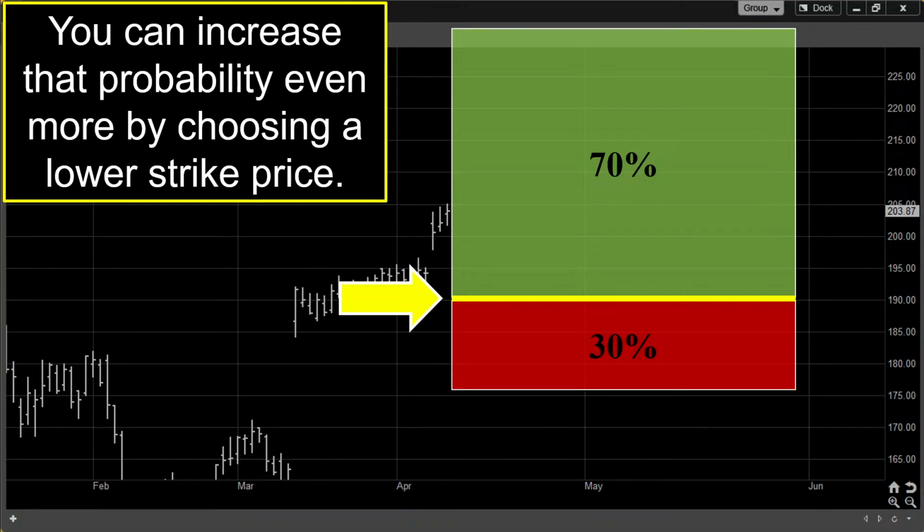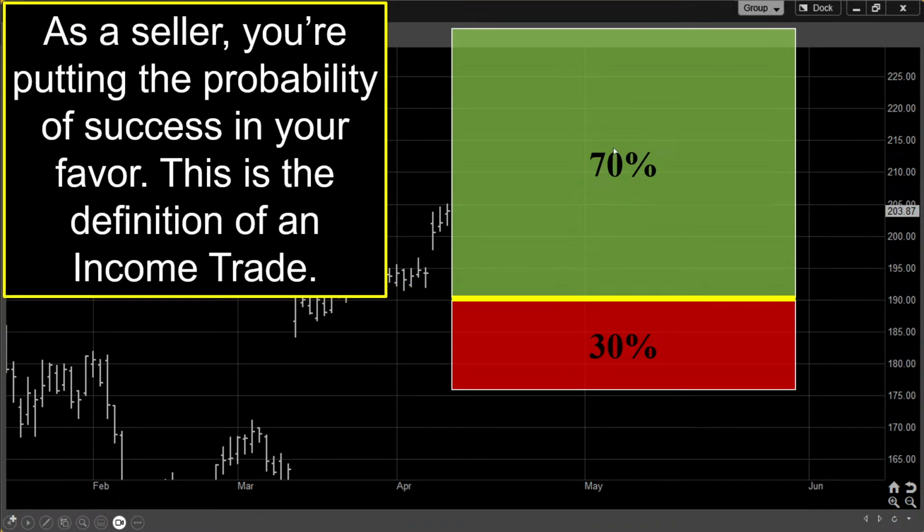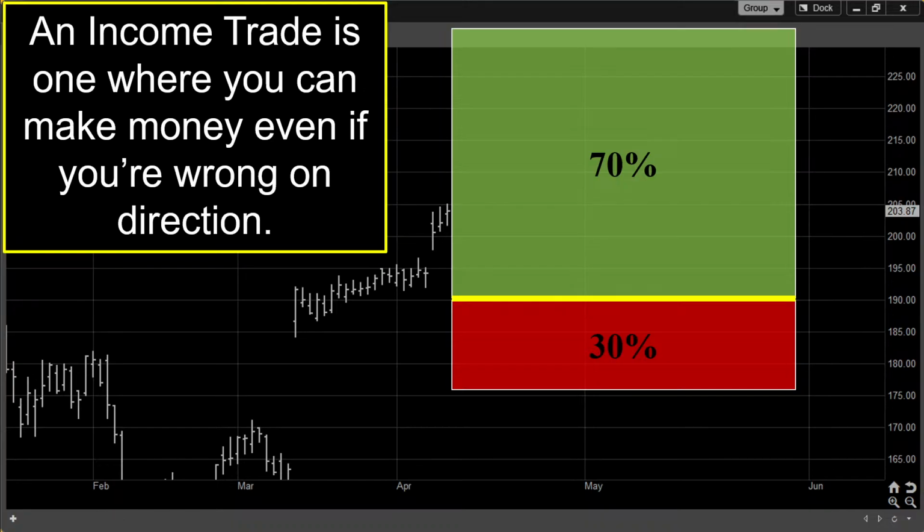And again, the whole idea here is look at this price where the stock is. Then look at this green. It goes up, you win. Sideways, you win. Even comes down, as long as it stays in that area right here, you're going to win. You can only do that as an option seller. As a seller, you're putting the probability of success in your favor, and that's the definition of an income trade. An income trade is one where you can make money even if you're wrong on direction.